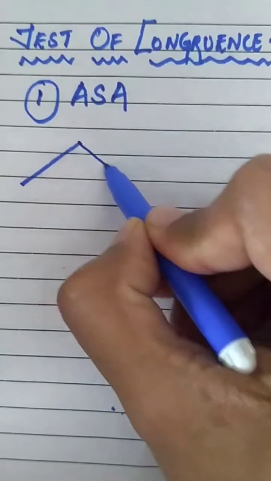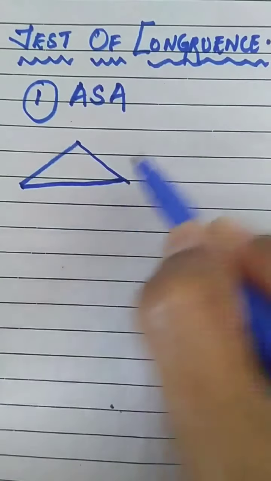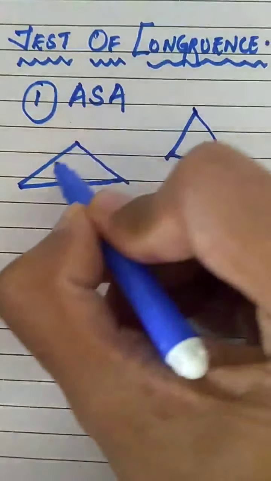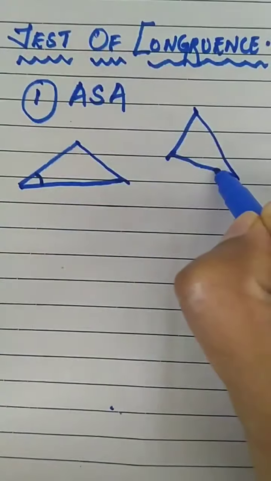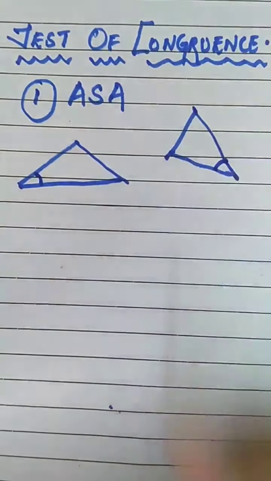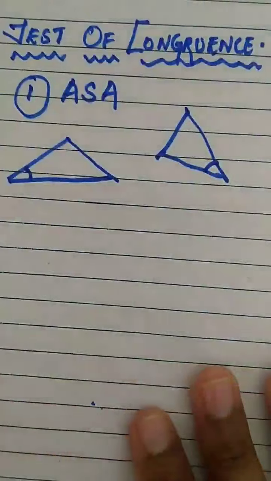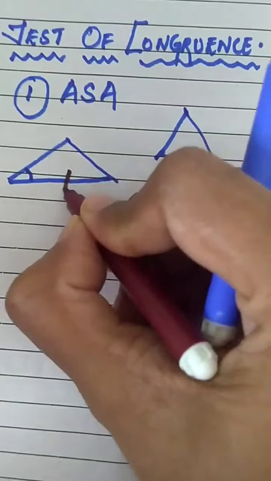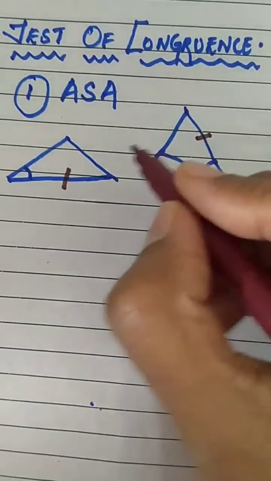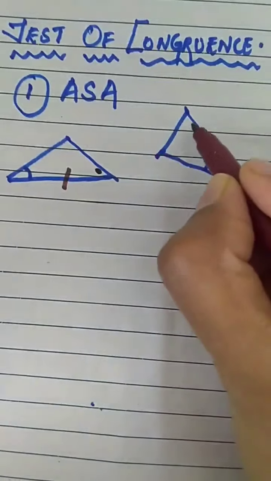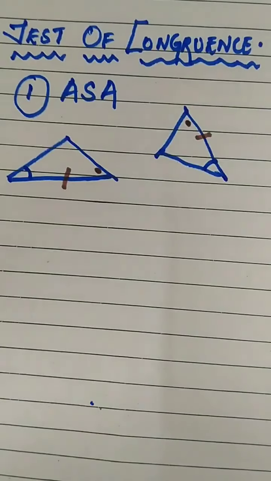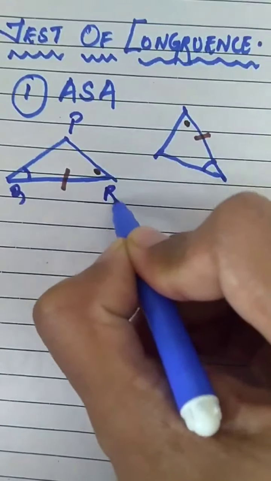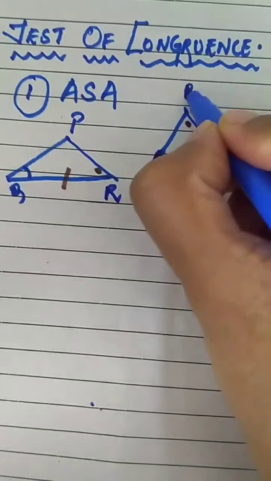Suppose you have two triangles. You have two triangles this way. And it is given that this angle is congruent to this one, this side, wait, I'll use another sketch pen. This side is congruent to this side, and this angle is congruent to this angle. So here, as you can see, I'll name this triangle as PQR and this triangle as ABC.